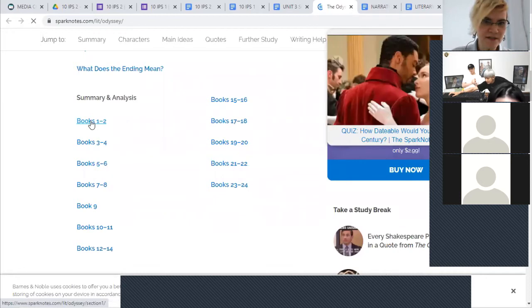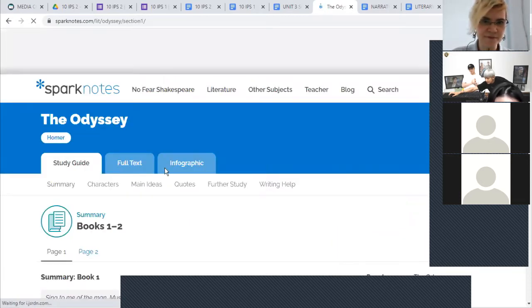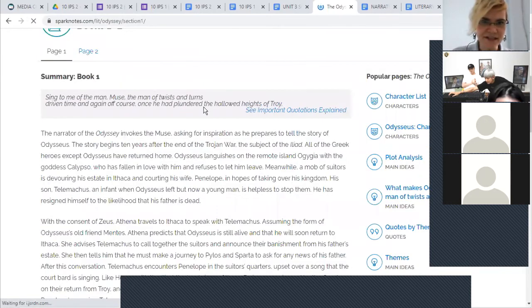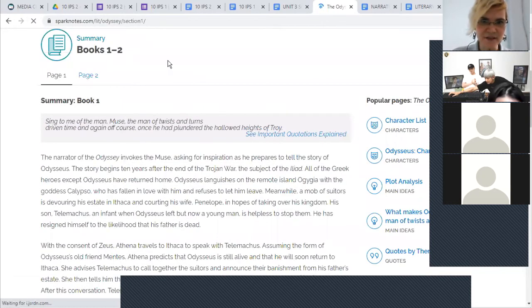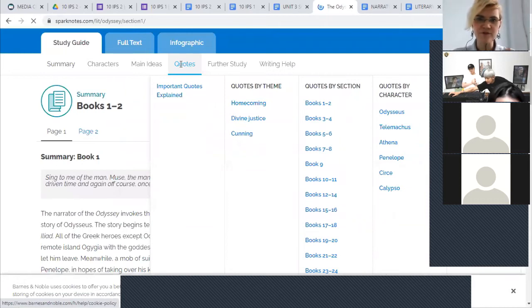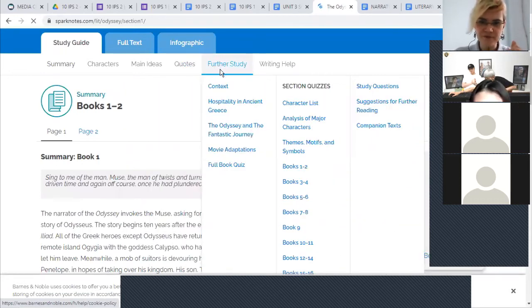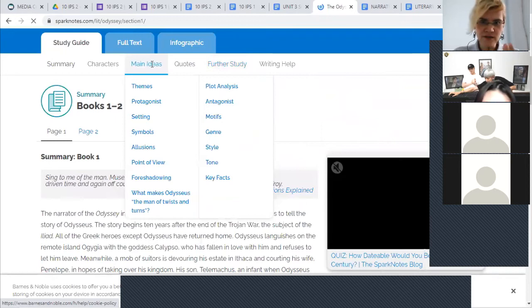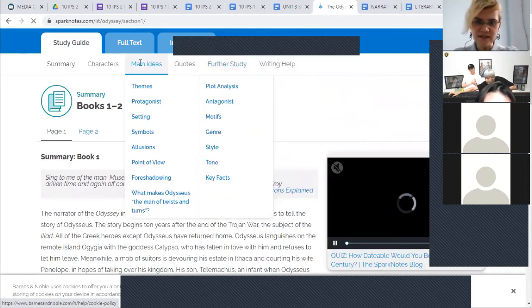That was the interesting part of it. Yeah, you can see here that you can find basically anything. Really cool. You can really tap into all this information. You see here the themes, the protagonists, the setting, the symbols, the allusions, the point of view, the foreshadowing.